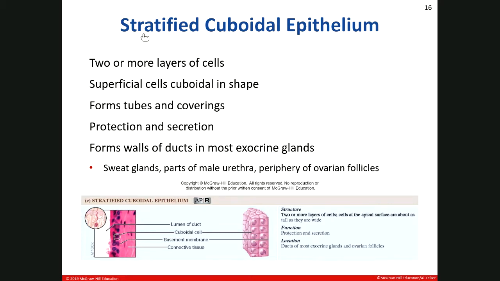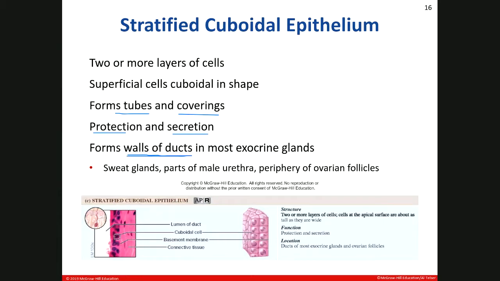All right, so stratified cuboidal. Again, stratified, two or more layers, cuboidal, square shape. I'm going to kind of skip that part here. We're going to see this in tubes and coverings of structures. Mainly cuboidal tissue, think associated with glands. Stratified cuboidal is for protection and secretion, so it makes up the walls of ducts.